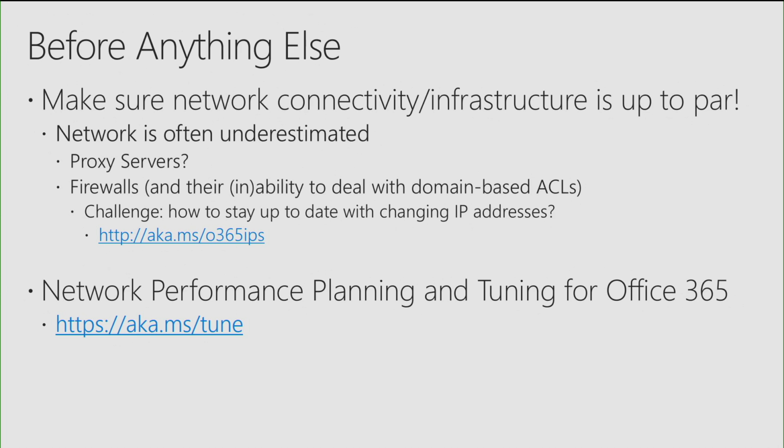Oftentimes, people don't think about network as something they need to pay attention to when they're onboarding to Office 365. The on-premises network works great. All of your internal connectivity works fine, and maybe your outbound connectivity to the internet through your proxy server on the edge works great. But migrating to Office 365 means that you're now going to have significantly more connections going outbound through that connection to Microsoft infrastructure.